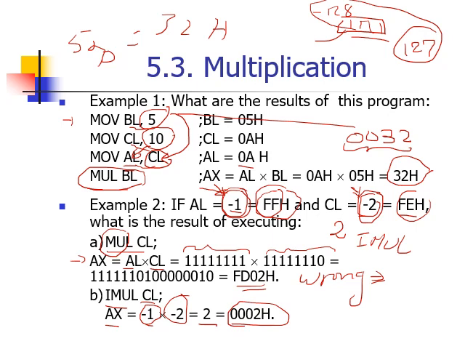So you have to pay attention. If you are dealing with and care about sign, you use IMUL. Otherwise, you can use MUL if you're dealing only with absolute values.